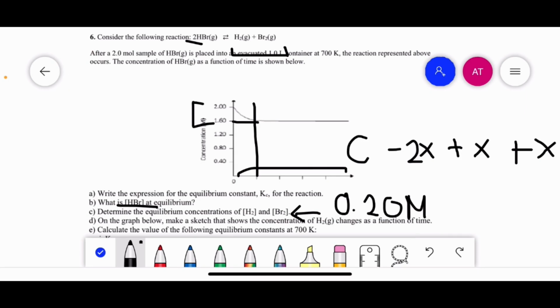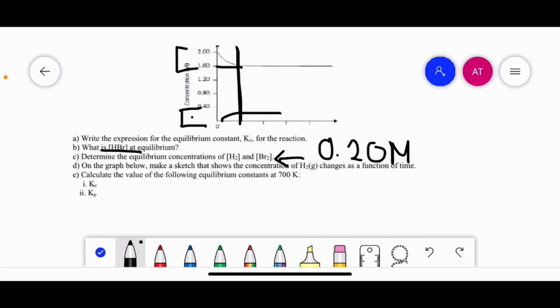Part D, I just drew the graph. The rate of production of H2 is half of the rate of decomposition of HBr. Because it's being produced, the graph is going up. But we make sure that when it reaches equilibrium, the concentration remains constant. Now part E asks us to find Kc and Kp when the reaction reaches equilibrium.